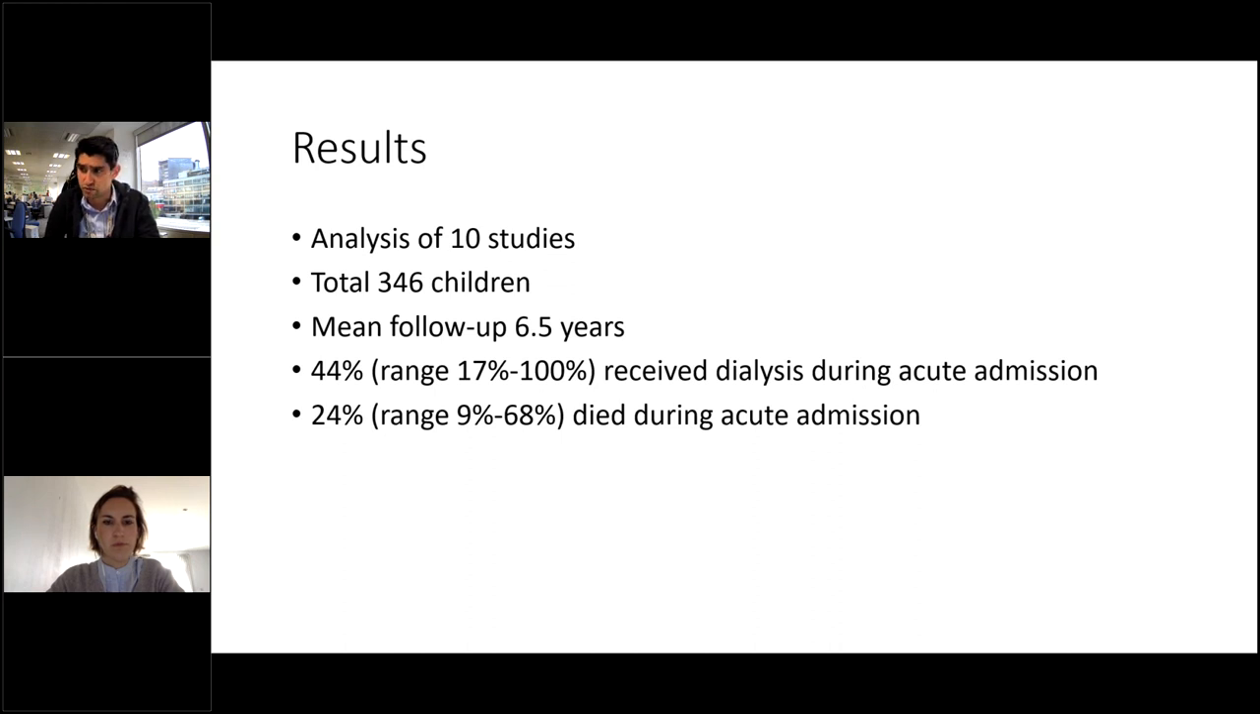These were all very sick children. You can see 44% of them received dialysis and 24% died during their acute admission. So these are, if you like, severe acute kidney injuries.